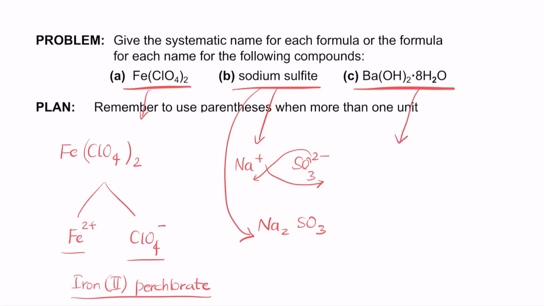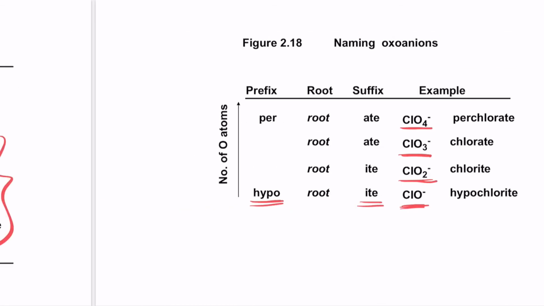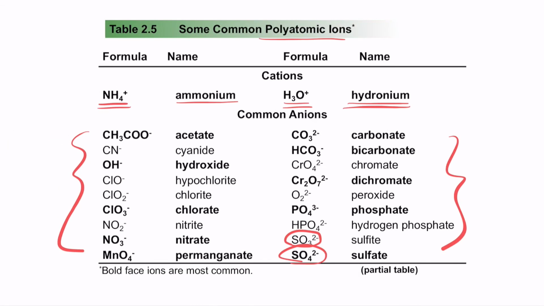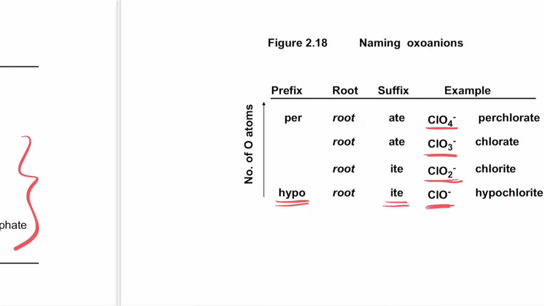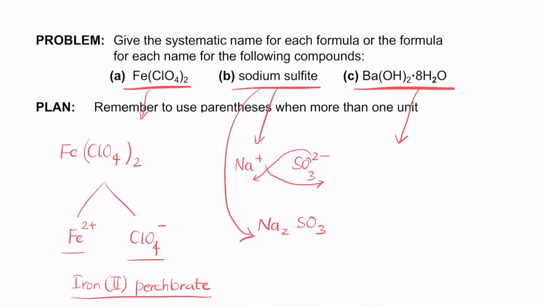Next here, Ba(OH) taken twice. So what is OH? Let us look back at OH again. How would you write OH? OH is hydroxide. So you have Ba, OH taken twice. So take the first part of the problem first. This is Ba(OH)2. If you split it, you get Ba2 plus and OH minus. So Ba2 plus is barium, OH minus is hydroxide, right? And you have extra 8 H2O.